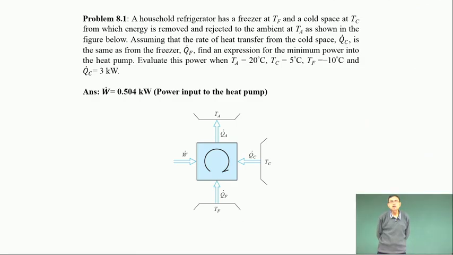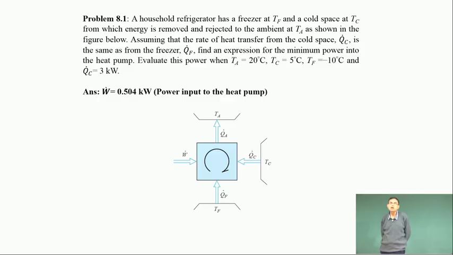A refrigerator has a freezer at Tf and cold space at Tc, from which energy is removed and rejected to the ambient at Ta as shown in the figure. Assuming that the rate of heat transfer from the cold space Q dot C is the same as that from the freezer Q dot F, find an expression for minimum power into the heat pump, which in this case is a refrigerator, not a heat pump, but conceptually they work in the same way. You have to find out what is the minimum power input.